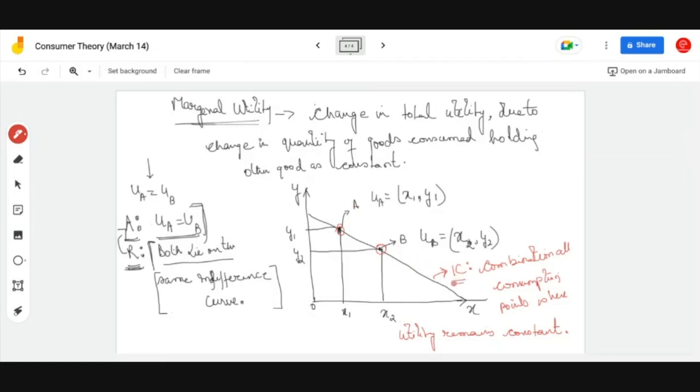So this is clear, indifference curve is a combination of all the consumption points. Now this is also a combination of consumption points of the two goods X and Y. So now the question is, if our consumption point is changing from point A to point B, I have written the change in total utility due to change in quantity of good consumed holding other good at constant. This means this is changing. So this is delta X. Yes or no?